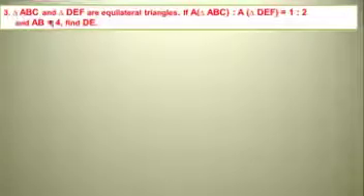Next, example number 3. Triangle ABC and triangle DEF are equilateral triangles. If the ratio of area of triangle ABC to area of triangle DEF is 1 to 2 and AB is equal to 4, find DE.